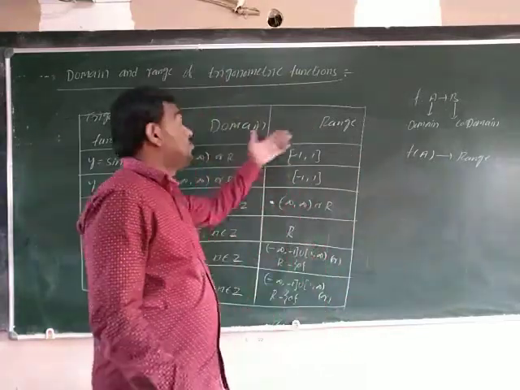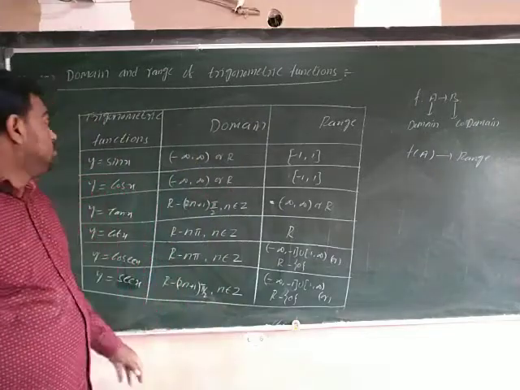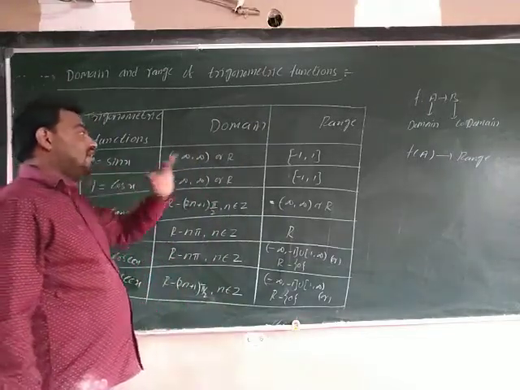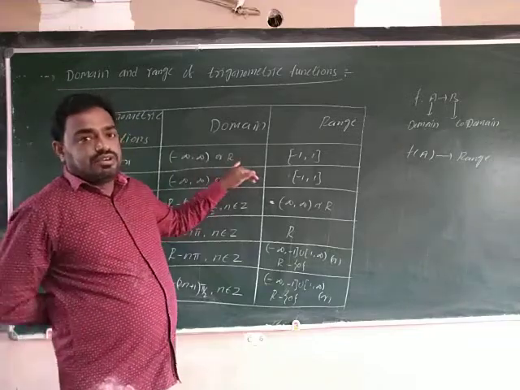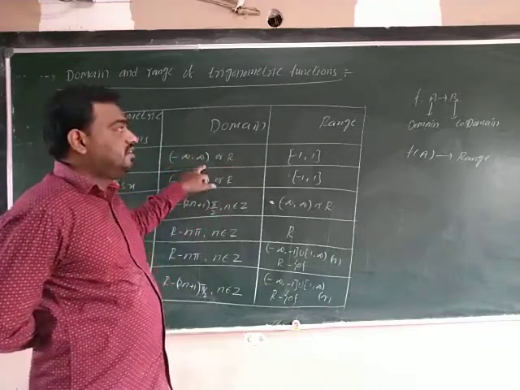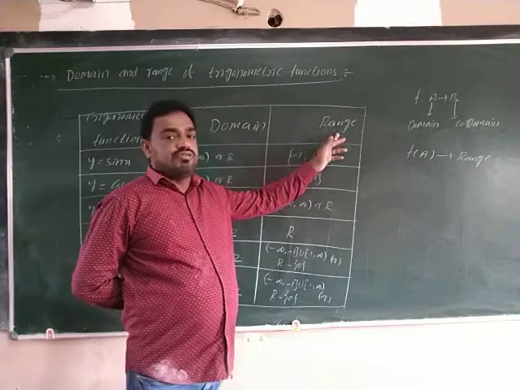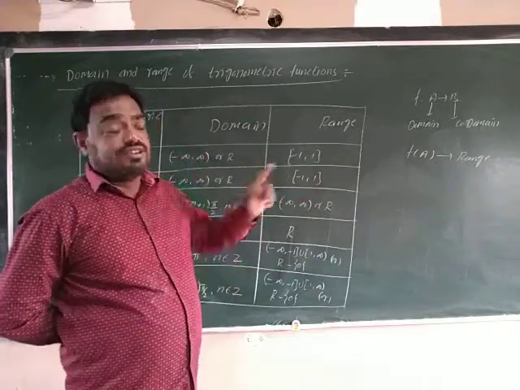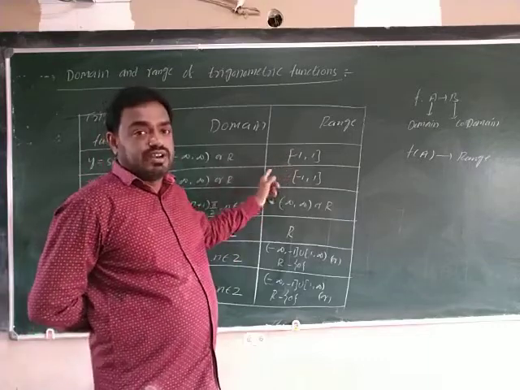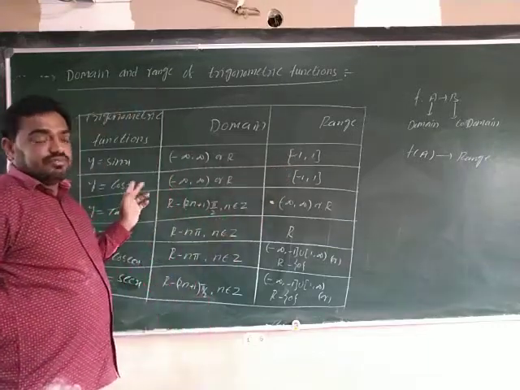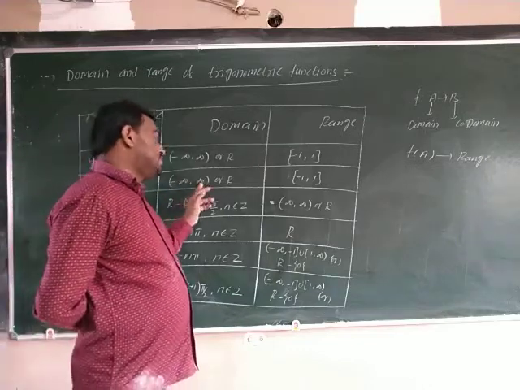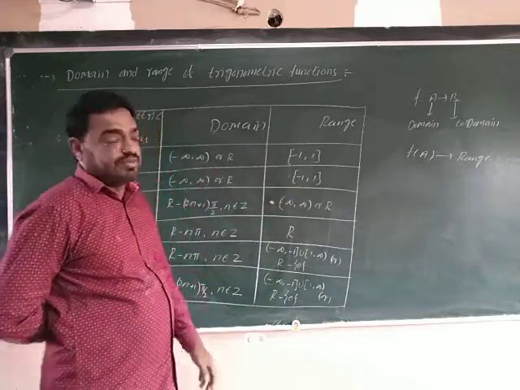So we are discussing domain and range. Remember this one: sin x exists for all real values, so the domain is minus infinity to plus infinity. The range of sine is minus 1 to 1. Already we discussed these points. Similarly for cos, the domain is minus infinity to plus infinity, and the range is minus 1 to plus 1.